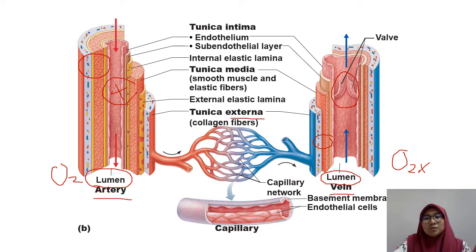Sebab because of the low pressure of the vein, so darah tu dia nak kena tolak naik ke atas, naik ke jantung. So bila dia ada valve, it helps to push the blood and helps to prevent the blood from going backflow. Okay, sebab tu vein contain valve. So ada tiga different kat sini. Lumen, okay, the diameter of the lumen, one is smaller, one is bigger. The wall of the blood vessel, wall of artery is more thicker than the vein, and then one more is valve. Okay, only vein contain the valve.